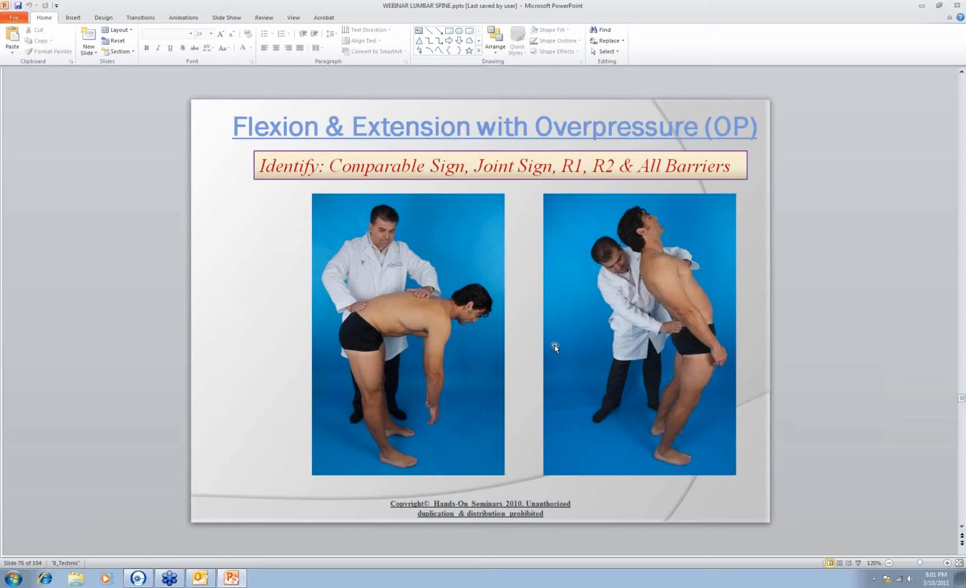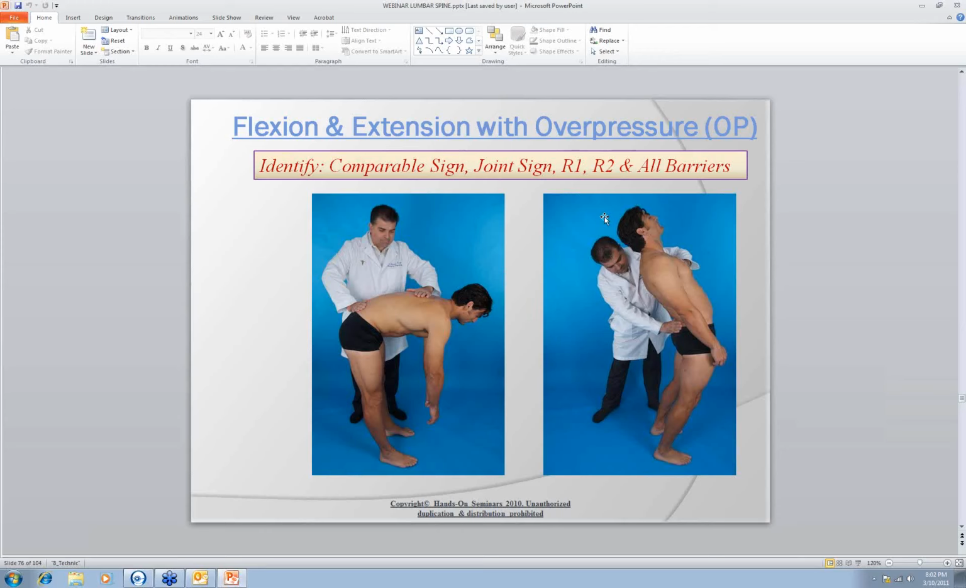Throughout all of these movements, we are looking at what is called the comparable sign or the joint sign. The comparable sign is basically a movement that will reproduce the patient's symptoms. We classify that as a comparable sign. While any other deviation of normal that does not reproduce the patient's symptoms, we call that a joint sign.